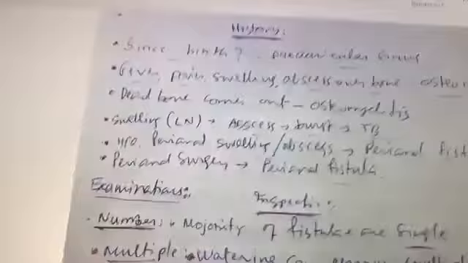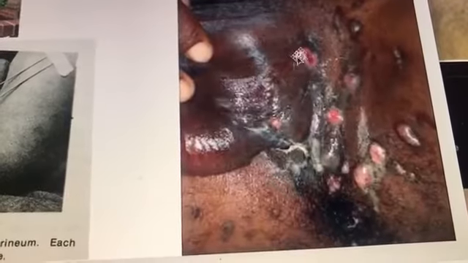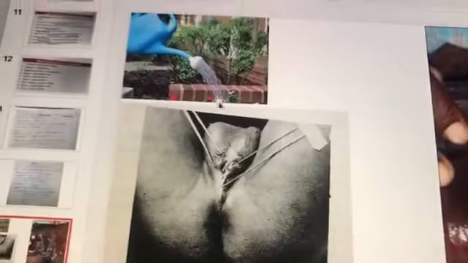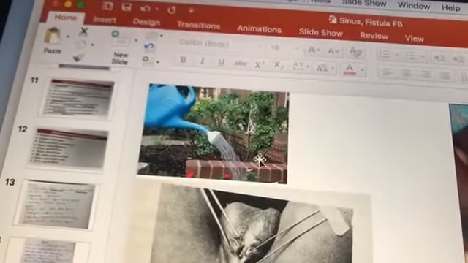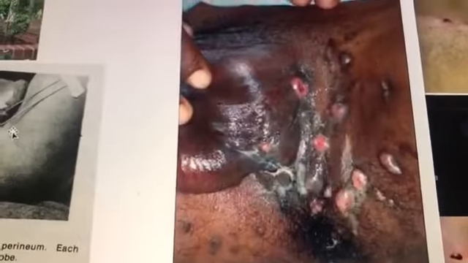And you see the multiple openings in a watering can perineum. You see how many openings there are. Just like a watering can. And here is the probe. So this is the watering can perineum with multiple openings externally. If you find this sort of multiple openings, it is almost diagnostic of the watering can perineum.